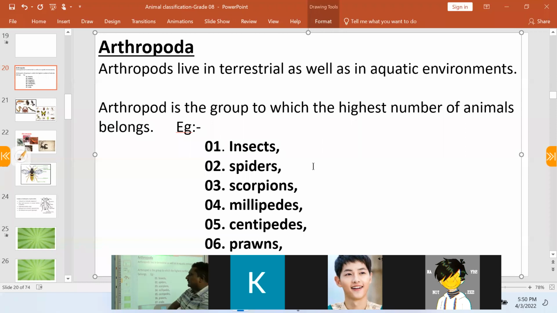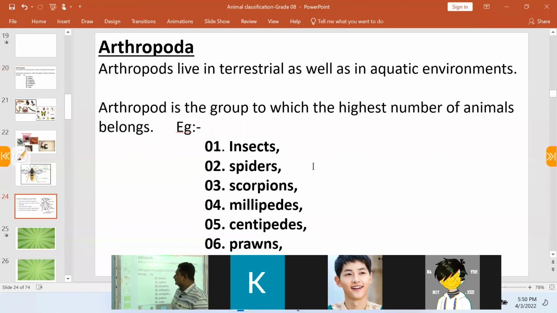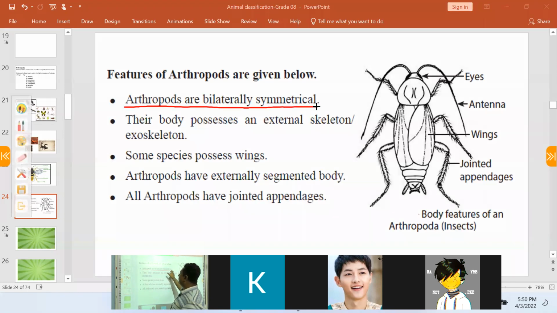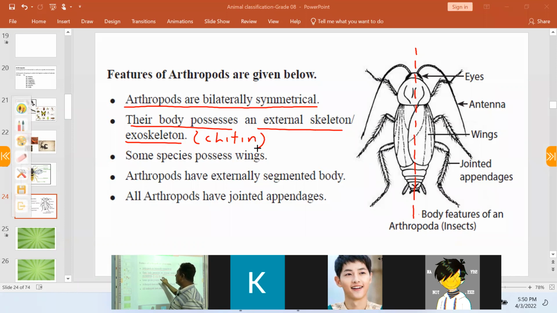Then we have remaining features to be written about arthropods. Features of arthropods. Arthropods are bilaterally symmetrical. They can be cut into two equal halves only along this axis. Their body possesses an external skeleton called the exoskeleton, made by chitin. That substance is called chitin. Some species possess wings. You know who they are?